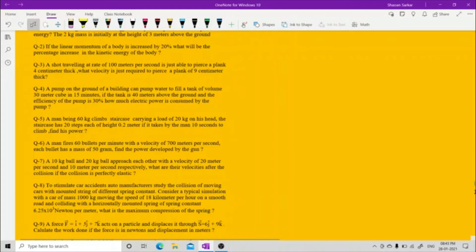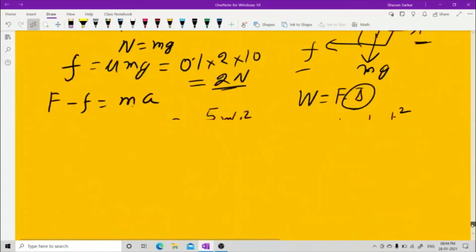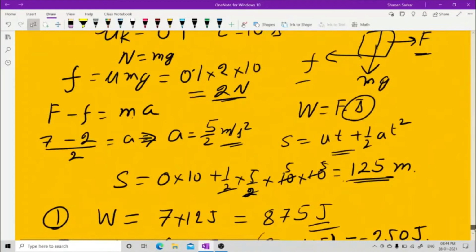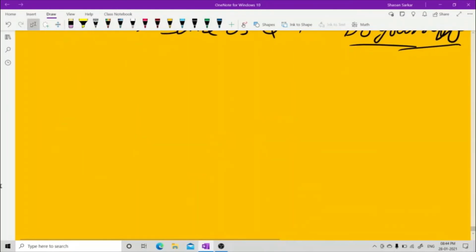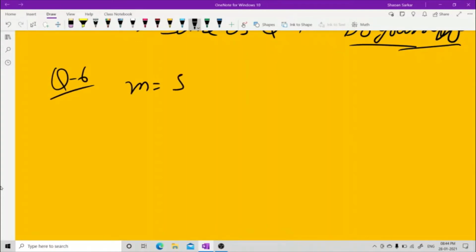Now, this is on power. Very simple. Question number 6 is very simple. The mass of the bullet is 50 grams, which you must convert into kg. That is 1 by 20 kg.